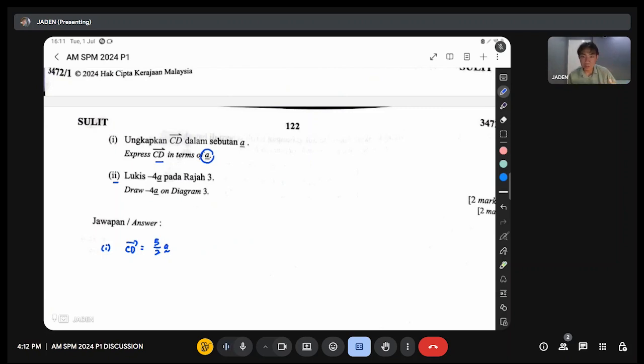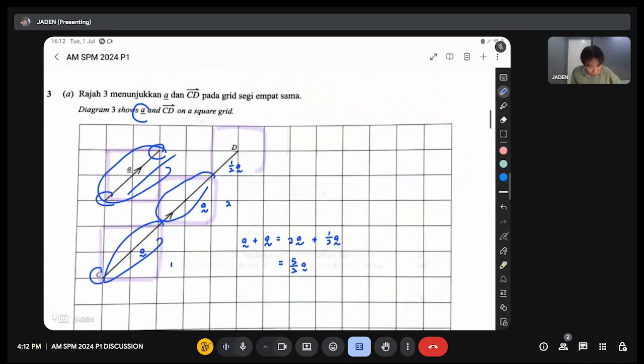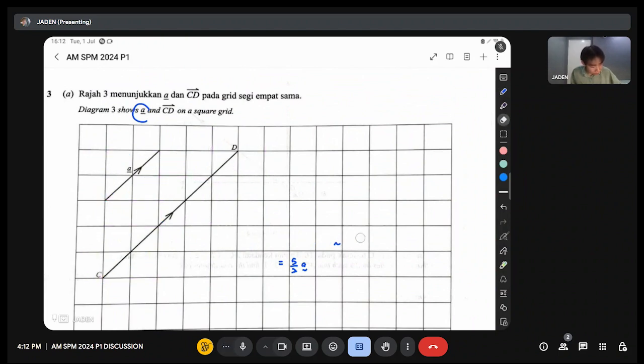All right, now number 2, draw negative 4a on diagram 3. What does negative represent in vector, as we learn in this chapter? Negative means you are going in the opposite direction. If positive means you're going to go straight, but if you give me a negative sign, you are telling me to go the opposite way. So right now, if A is going this way, your negative A is going the opposite direction.